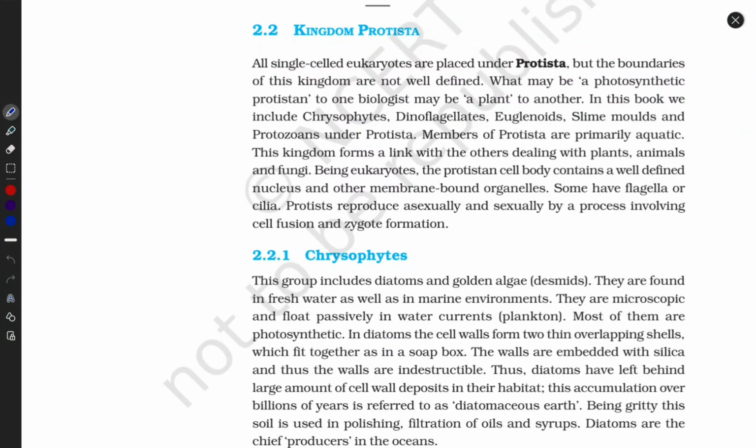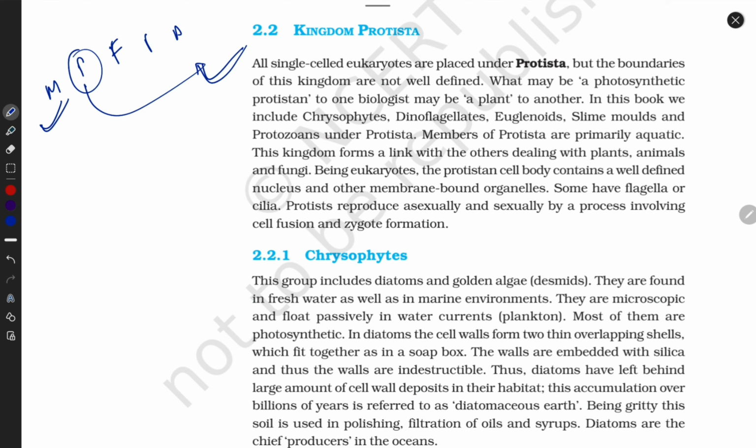Okay, let's start with the next kingdom, Protista. In my previous lecture we already discussed Monera. R.H. Whittaker gave five kingdoms. Remember: Monera, Protista, Fungi, Plantae, and Animalia. I completed Monera with their Archaebacteria, Eubacteria, and Mycoplasma, and now I'm talking about Protista.